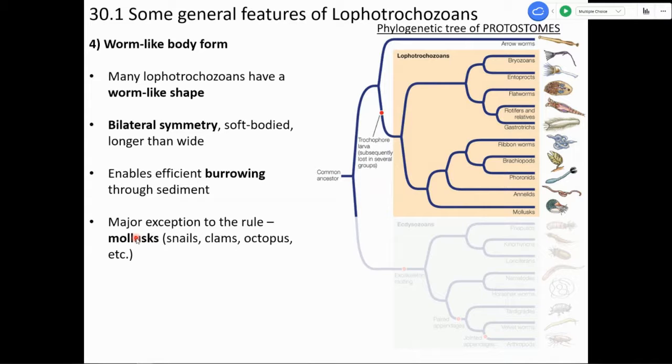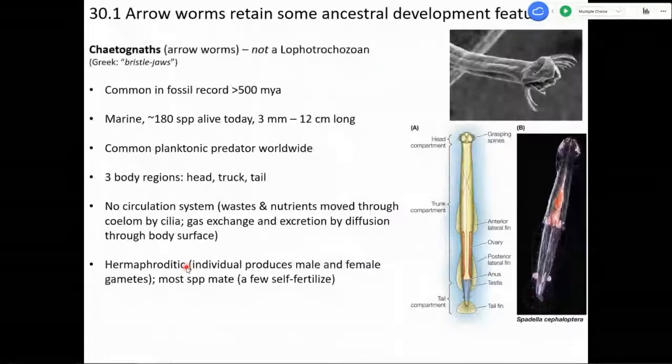But there are lots of major exceptions, as with all of these rules. A big one is the mollusks, which includes snails and clams and things like that. If you think of a snail, it's not a worm-like thing. An octopus is not worm-like, right? So, exceptions to the rule.